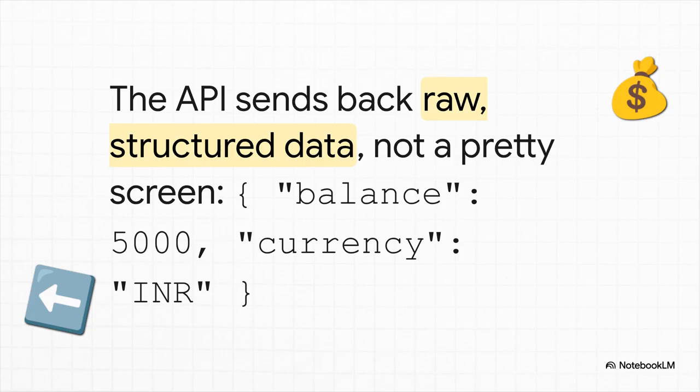And here's the answer we get back. Now notice it's not a pretty screen with fancy graphics. It's raw, structured data. It confirms the account ID, tells us the balance is 5,000, and the currency is INR. It's the app's job on your phone to take this raw data and make it look nice for you.